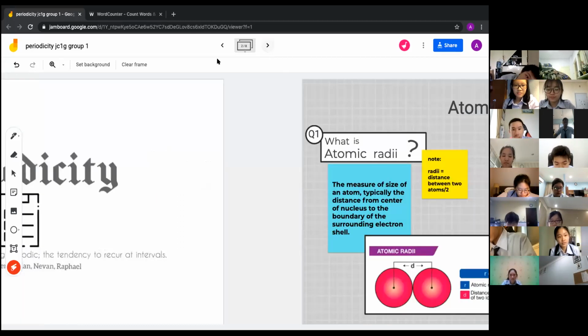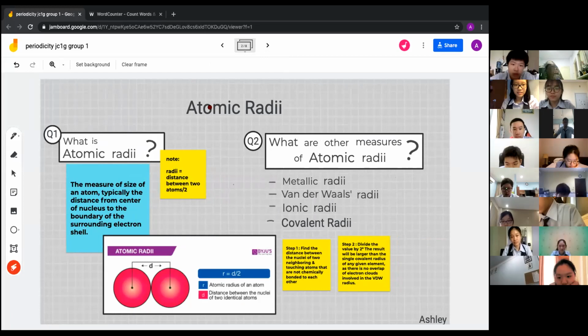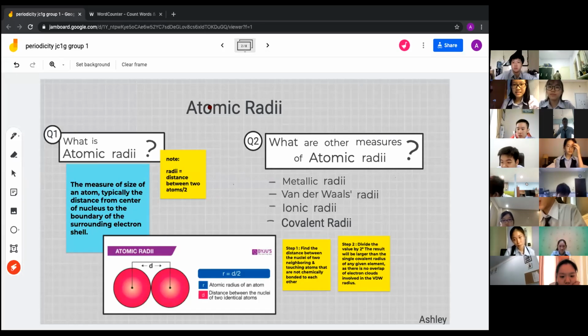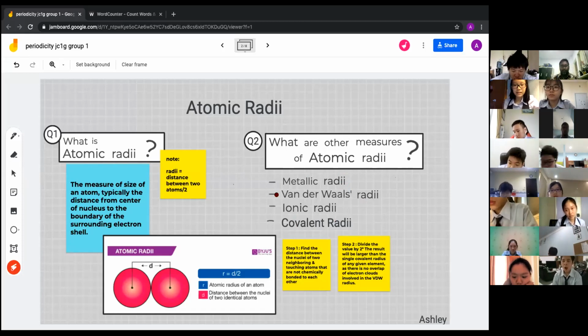Right, so before we talk about periodicity, we must understand what atomic radii are. Atomic radius is used to compare different atomic sizes, generally the distance from the nucleus center to the boundary of the surrounding electron shell. While there are many ways to measure atomic radius, such as metallic, van der Waals, and ionic, the most commonly found is covalent radii. This is the one that we commonly calculate.